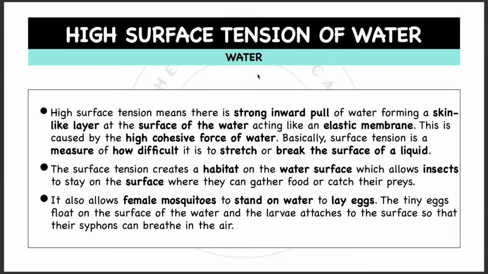And the last one is high surface tension of water. Now, high surface tension means that there is a strong inward pull of water forming a skin-like layer at the surface of the water, acting like an elastic membrane.